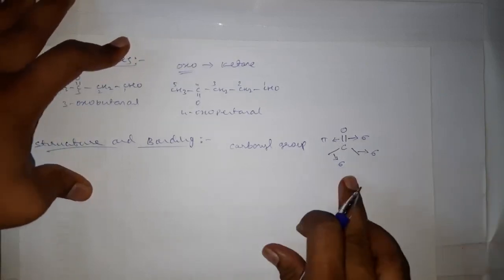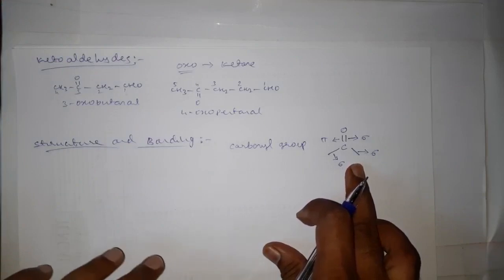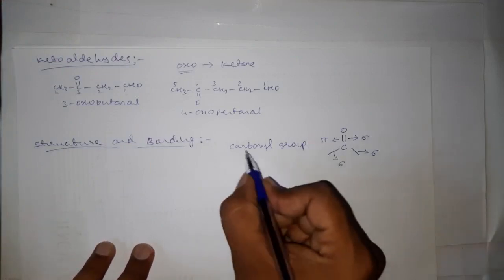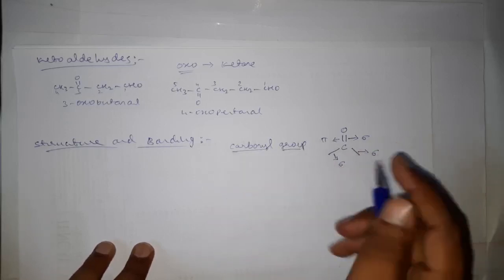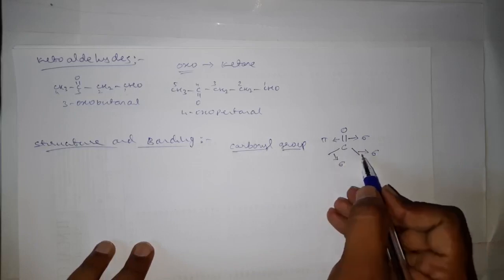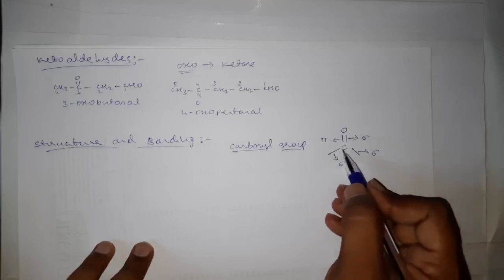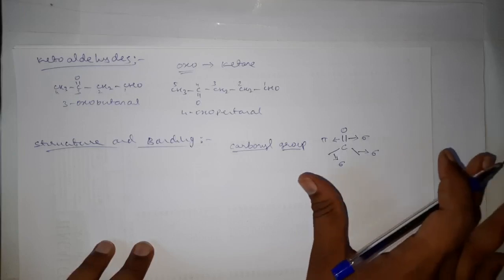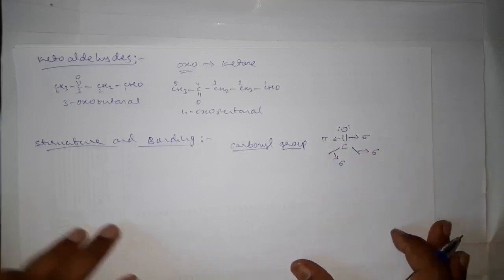Okay, now we are discussing the structure of aldehydes and ketones and the bonding in aldehydes and ketones. Here the carbonyl group, which is there both in aldehyde and ketone, is represented like this: single bond, C, double bond O. Here 3 sigma bonds are there with the carbon and 1 pi bond is there between carbon and oxygen. Okay, and this oxygen has 2 lone pairs of electrons.